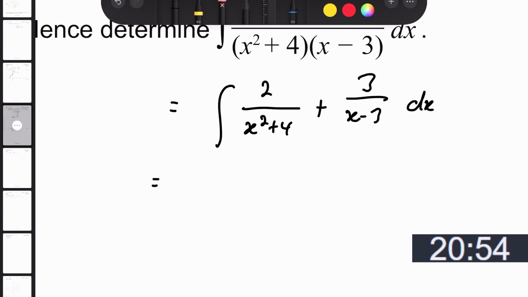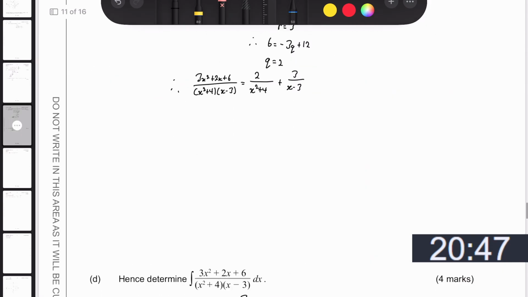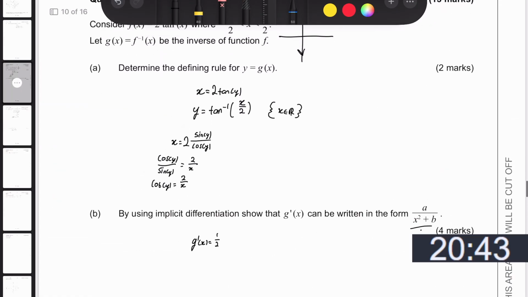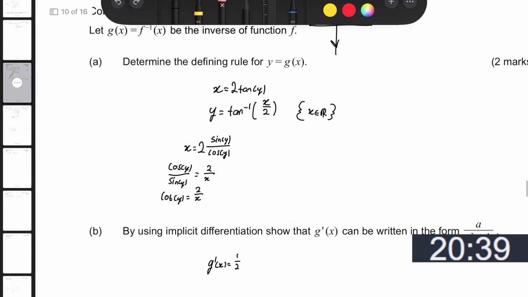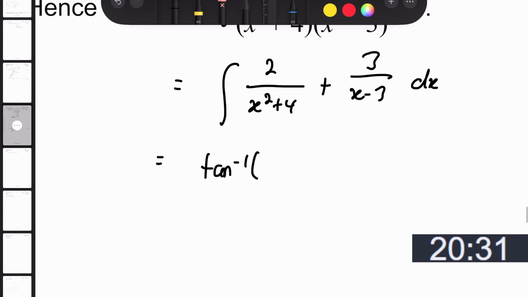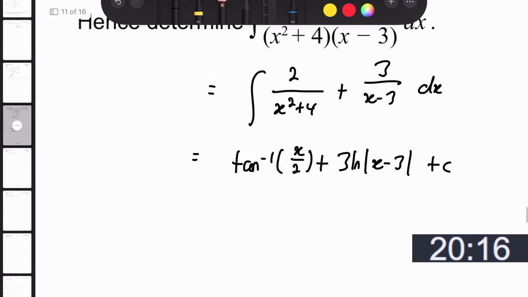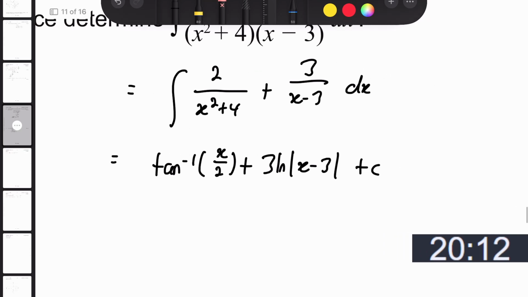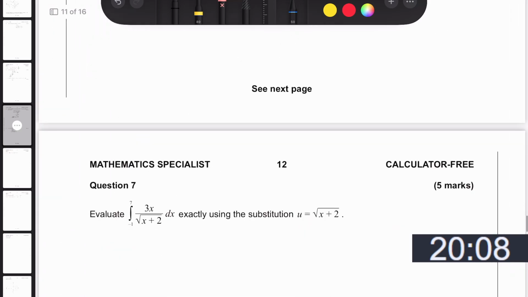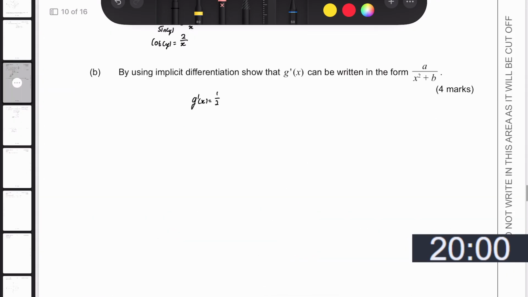How do I actually differentiate the first one, x squared plus 4? Oh, okay. It's going to be this. g of x is going to be tan negative 1 of x. So 2 plus ln, or 3 ln, of x minus 3 plus c. How do I show that? I can get that from here.